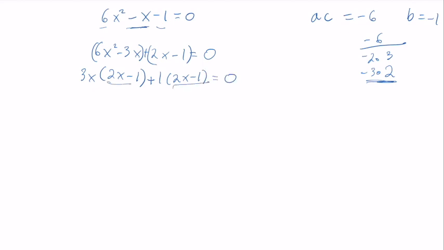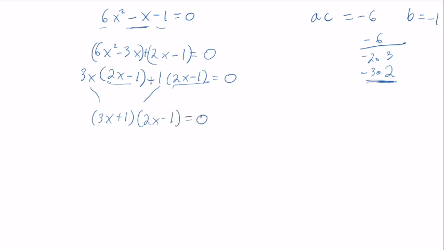I know I've factored correctly because both of these are the same. Oh, guys, I skipped a step. I was thinking too far ahead. Let me back up. So, I collect the greatest common factors. That leaves me with 3x plus 1 times 2x minus 1 equals 0.